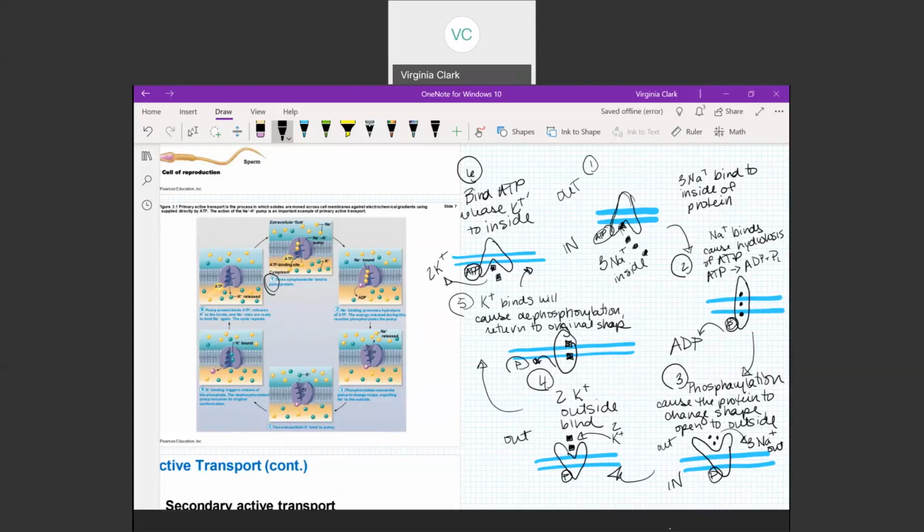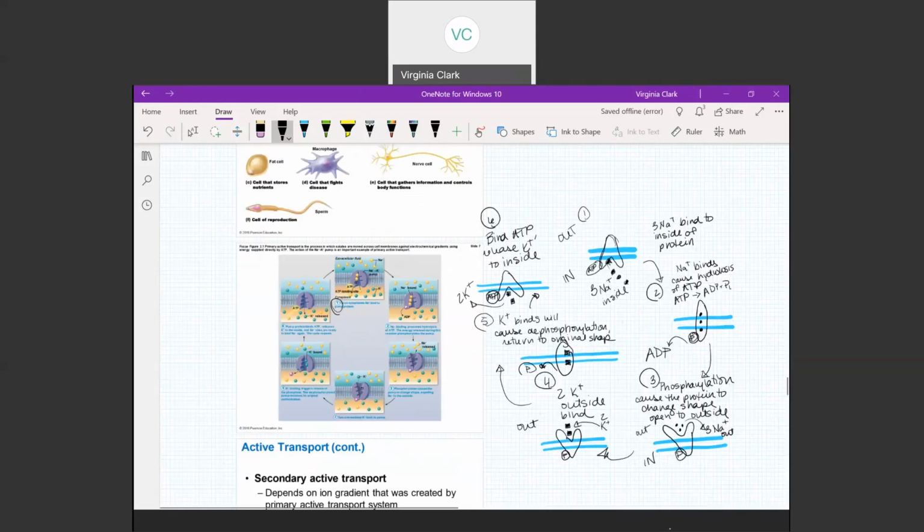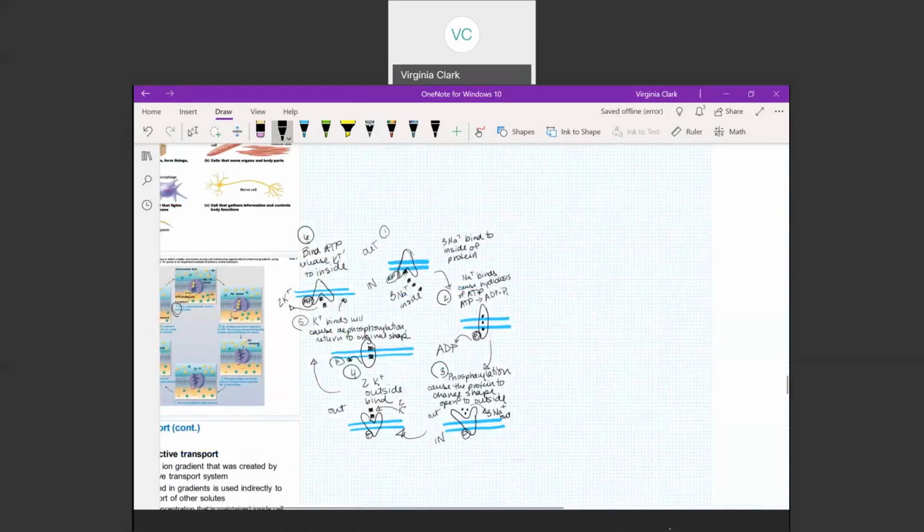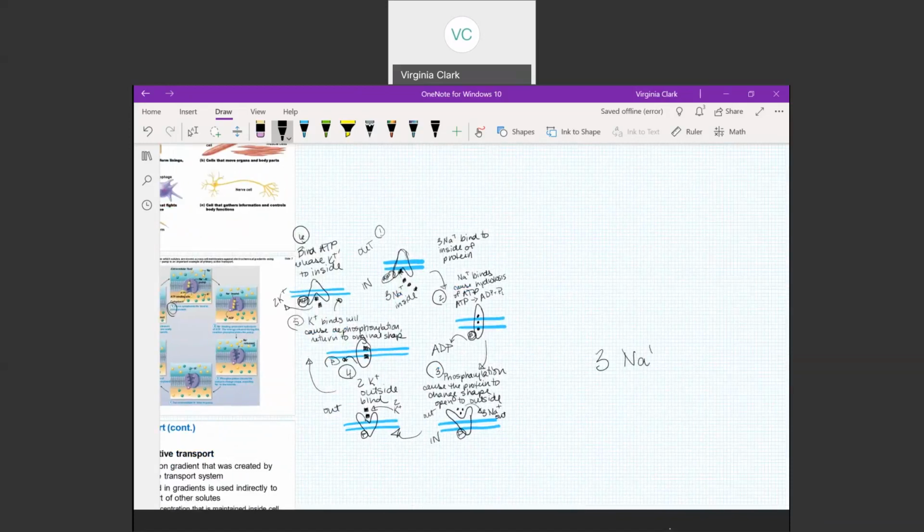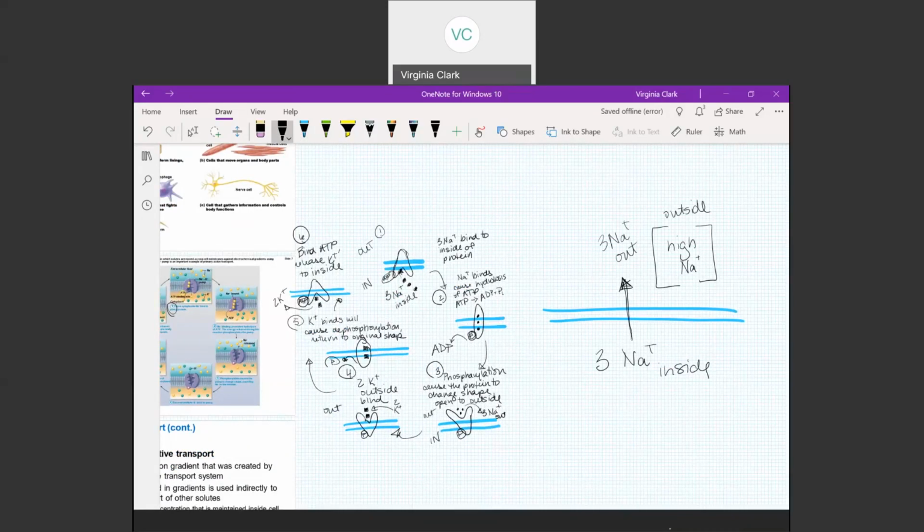So what this pumping is essentially doing is taking 3 sodiums from inside and pumping them across the plasma membrane. And so you're going to end up with the 3 sodiums outside. So that's how you're doing it. You're going from inside to outside. So you're creating a high sodium environment outside the cell. You're artificially pumping sodium outside the cell to create a high sodium environment.